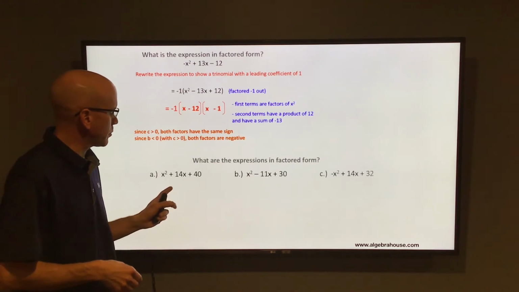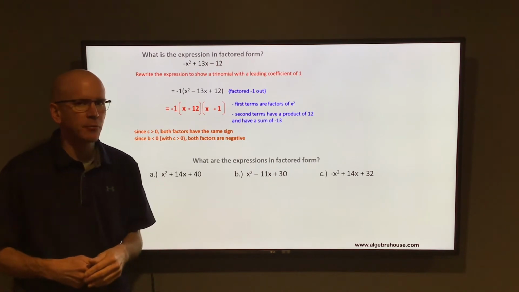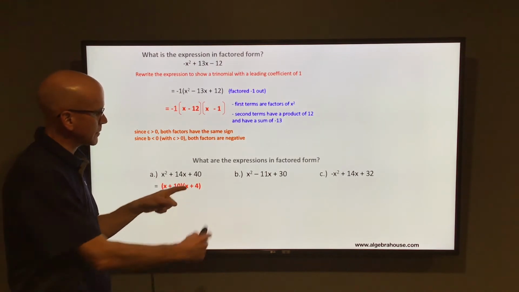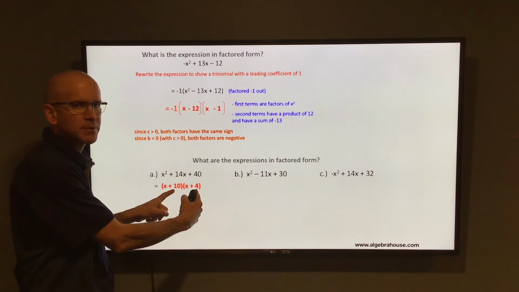We're going to factor each one of these, a, b, and c, starting with this letter a, x squared plus 14x plus 40. So to factor that into two binomials, the first terms are x. The second terms multiply to make 40 and add to make 14. Those second terms would be 4 and 10.